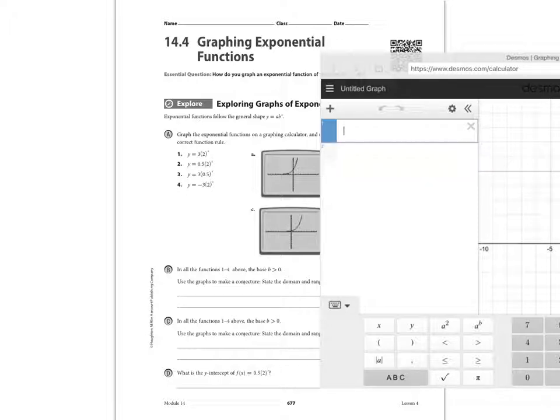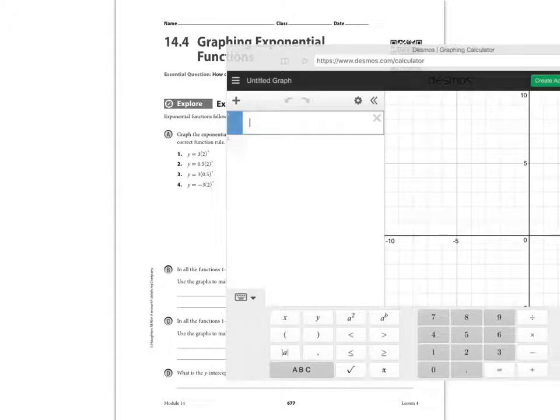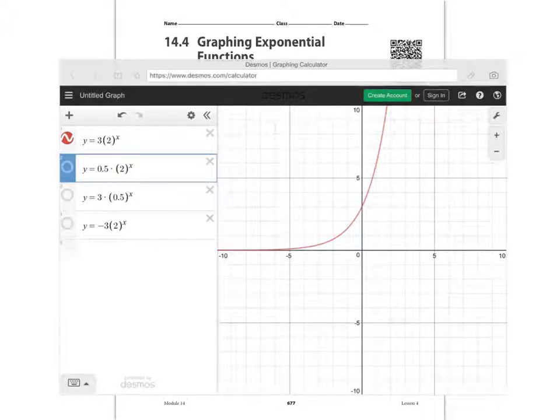So I'm going to type in the functions that you see right here. So you see y equals 3 times 2 to the x. You'll see me type that into the Desmos calculator. I'll type the others in as well. I'm going to speed this up a little bit so you don't just see me struggling to type all this stuff in. And here we have the 4 graphs.